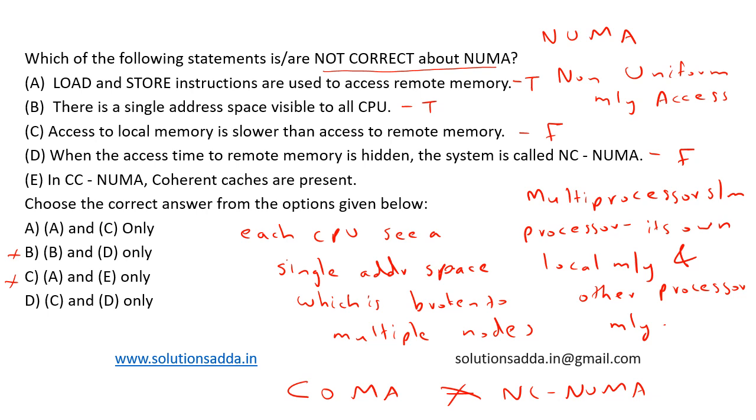And let's see option E. In CC NUMA, coherent caches are present. Yes, this statement is also correct. CC NUMA stands for cache coherent non-uniform memory access. In CC NUMA, all nodes have a coherent view of the memory. So this option is also true. We are asked to find out the options which are not correct. The options which are not correct are C and D. So C and D only is the correct answer here.